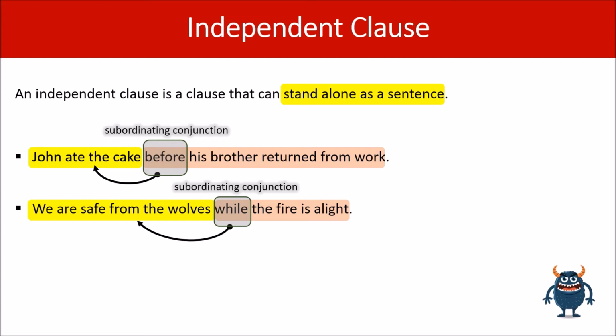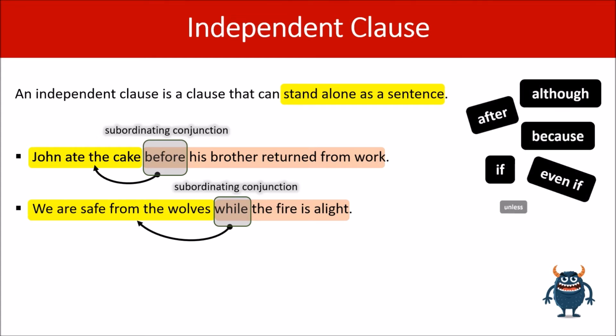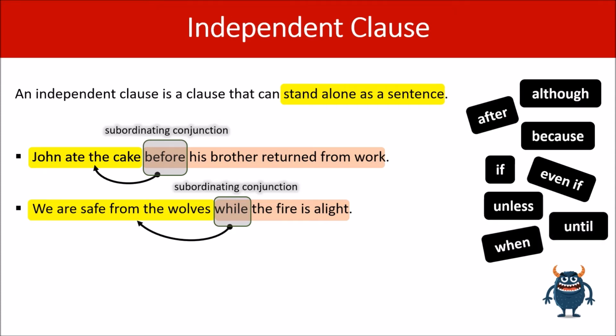Before and while are both very common subordinating conjunctions. Other ones are although, after, because, if, even if, unless, until, and when. There are many subordinating conjunctions and we have a whole page on them on the website. Remember, their function is to join the dependent clause to the independent clause.